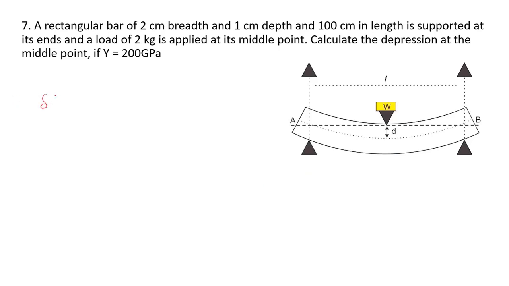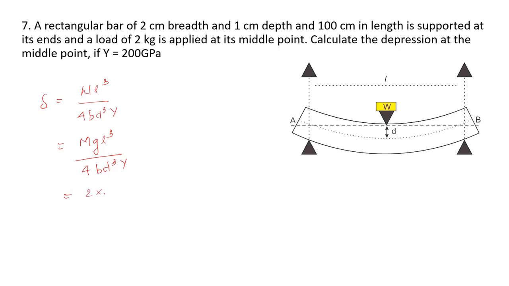We have a direct equation to find depression at the middle point. In case of a rectangular bar, it is WL cube divided by 4 B D cube into Y. And here W is weight, but what we are given is the mass. So instead of W, we write mass into acceleration due to gravity, into L cube divided by 4 B D cube into Y. All the other quantities are given.